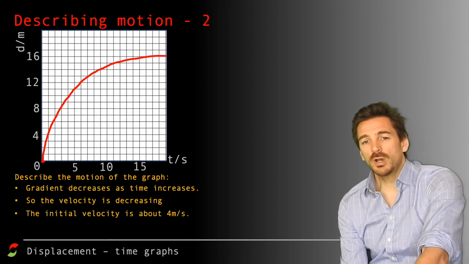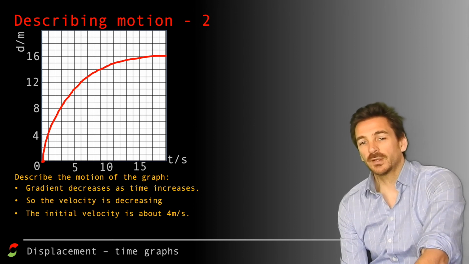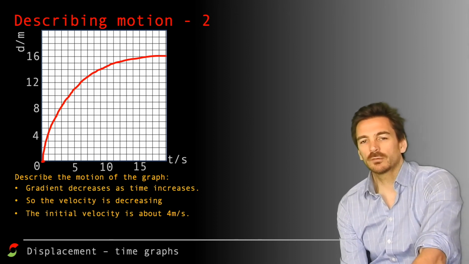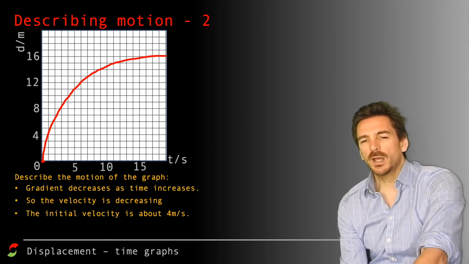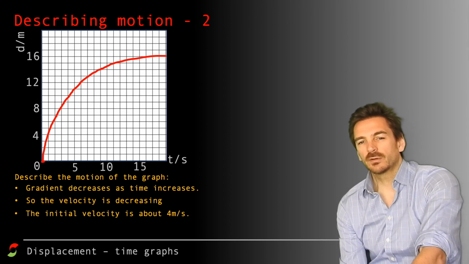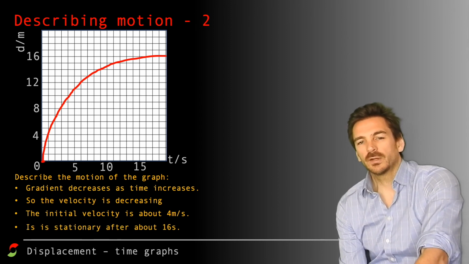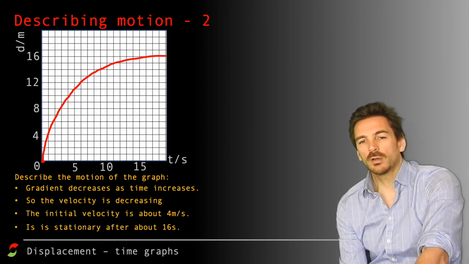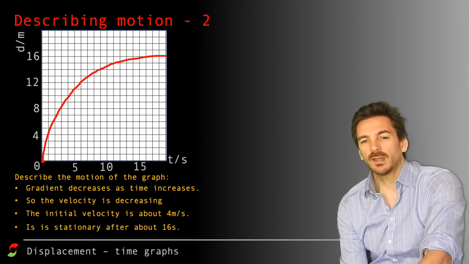We could also look right at the beginning of the graph and try to estimate the initial velocity. Looking at that, maybe it's around about 4 meters per second. And right at the end, it looks like the gradient is going to be 0. So we could also say at the end the gradient is 0 and therefore it's stationary. So it goes from 4 meters per second to 0 meters per second, and therefore it's decelerating. We've got lots of language and data there, so it's a very comprehensive answer to this question.